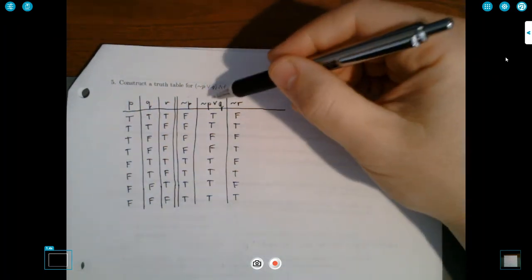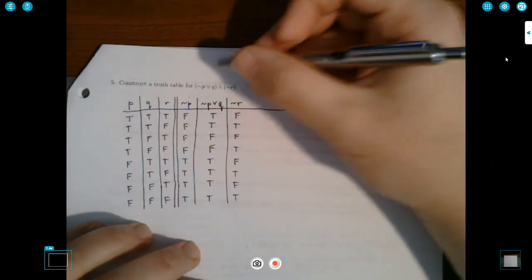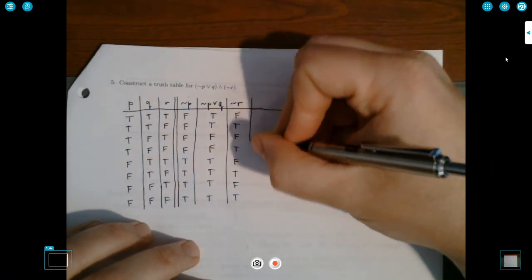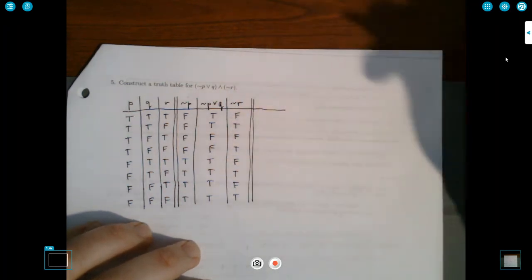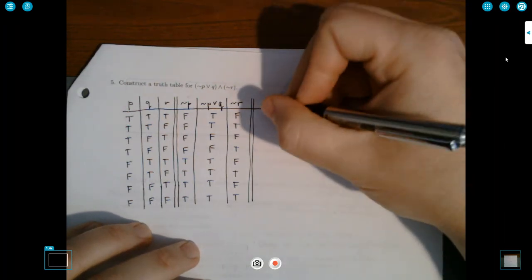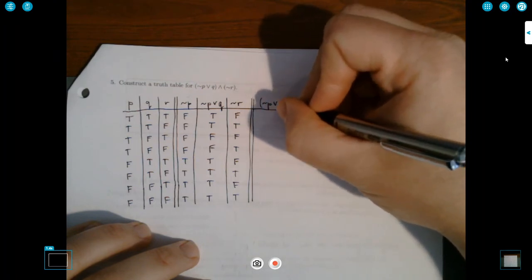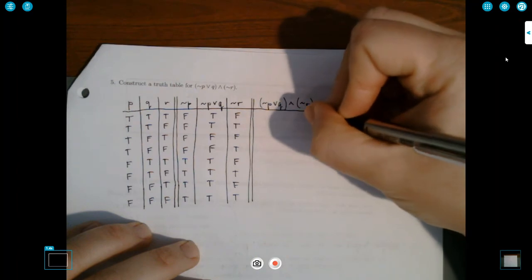So now we have not P or Q, and we also have not R, so we're ready to do the conjunction, not P or Q and not R. So I'm going to do another little double bar. So I've arrived at my final statement that I wanted to make the truth table for. So it's not P or Q and not R.